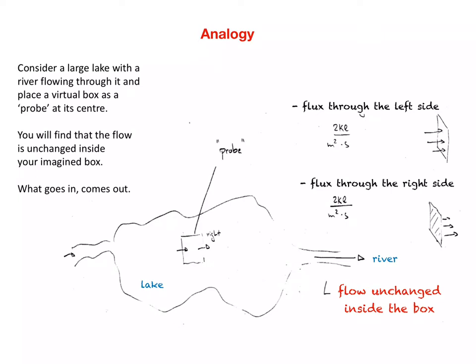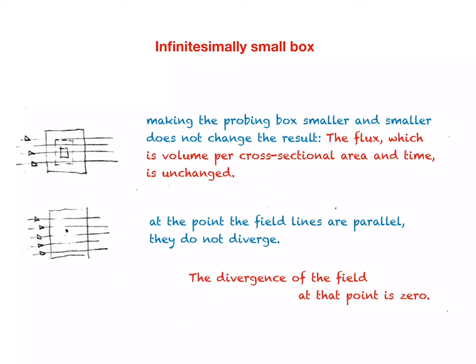For example, the flow through the left-hand side may be equal to 2 kiloliters of water per meter squared and second. This means that the flow through the right side of this box will also be 2 kiloliters per meter squared and second. Approaching this mathematically, one can imagine making the box infinitesimally small. Making this probing box smaller and smaller does, however, not change the result. The flux, which is volume per cross-sectional area and time, through this box is unchanged.